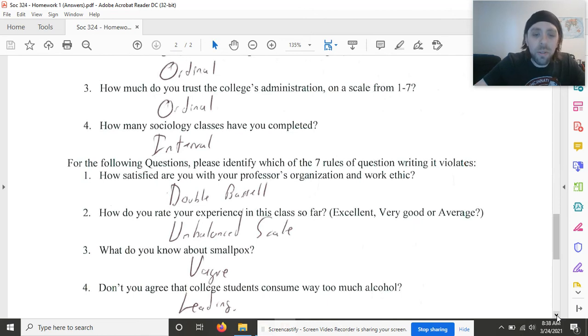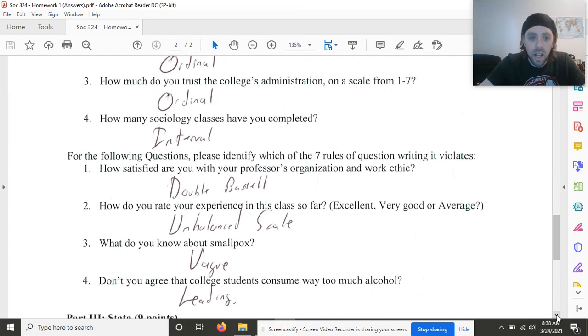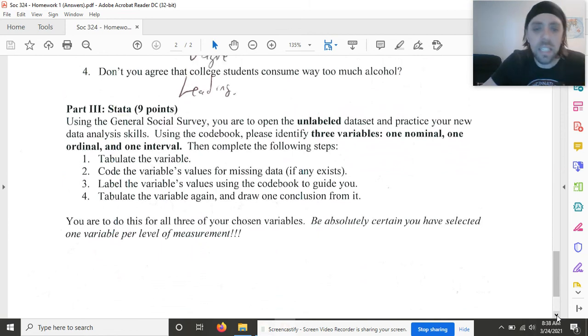And then finally, don't you agree, students, don't you agree that college students consume way too much alcohol? I've created a pretty loaded question here. So the rule that I'm violating is that this is a leading question. Don't you agree? Well, yeah, I guess I agree. I mean, most of you are underage, right? I guess I would agree with that. No, it's a ridiculous question. You can't lead with quite such emotionally charged language. So that's leading.